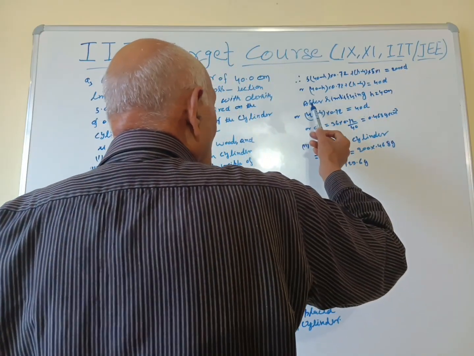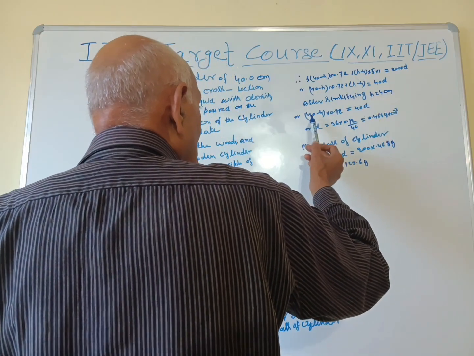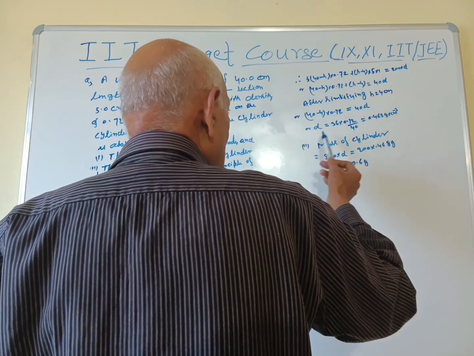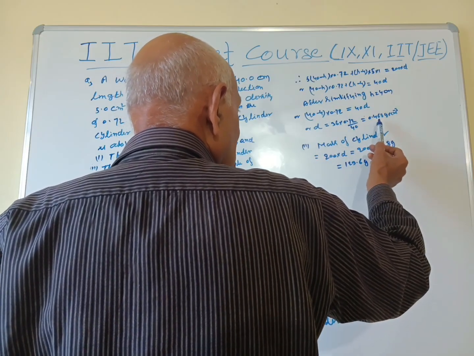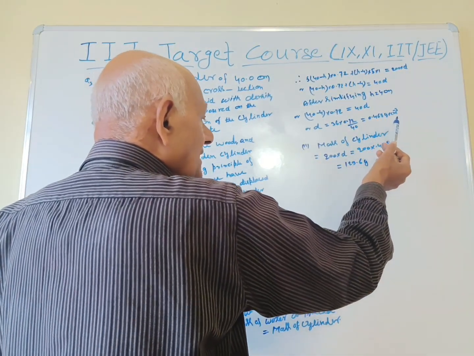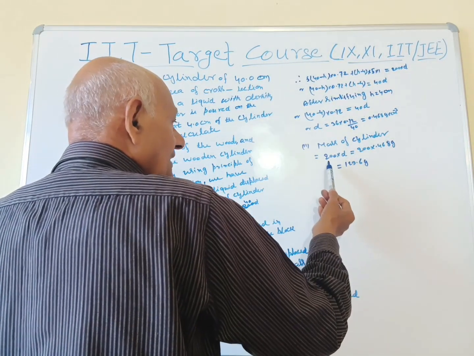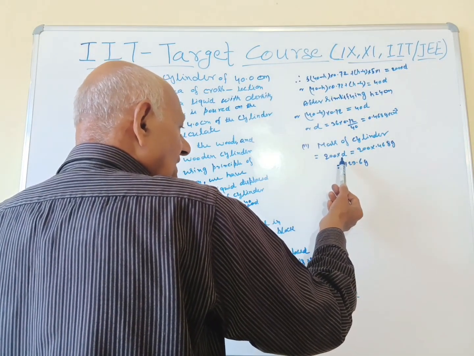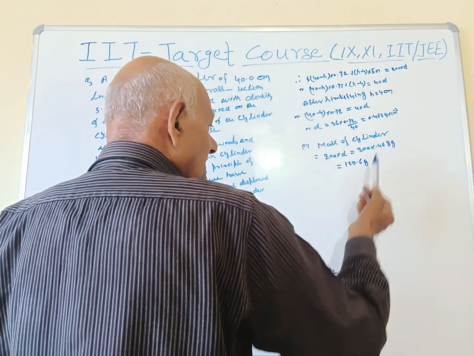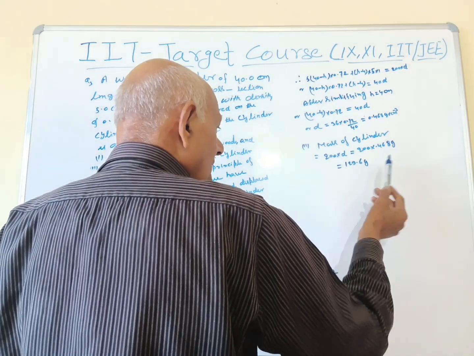After simplifying, h equals 24 centimeter, so 0.72 of 40 minus 24 equals 40 D, or D equals 0.288 gram per cubic centimeter. Therefore, mass of cylinder equals 200 into D, equals 200 into 0.468, equals 129.6 gram. Answer.